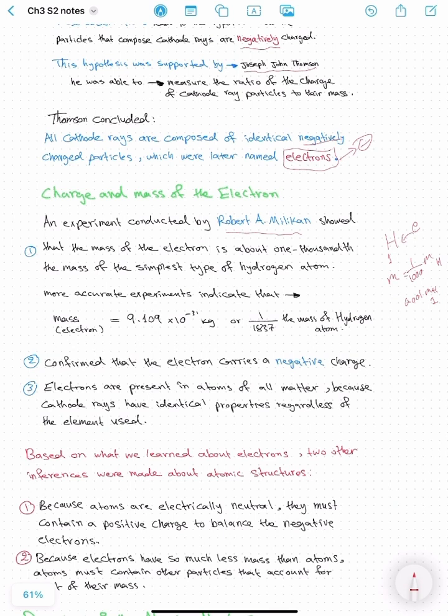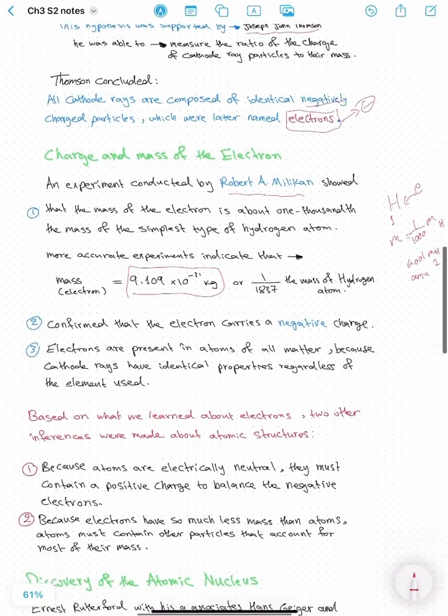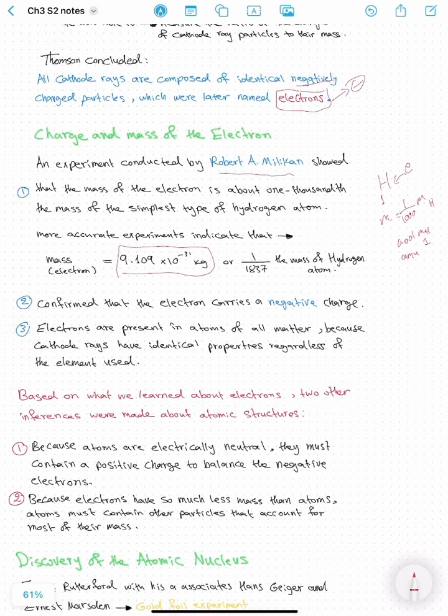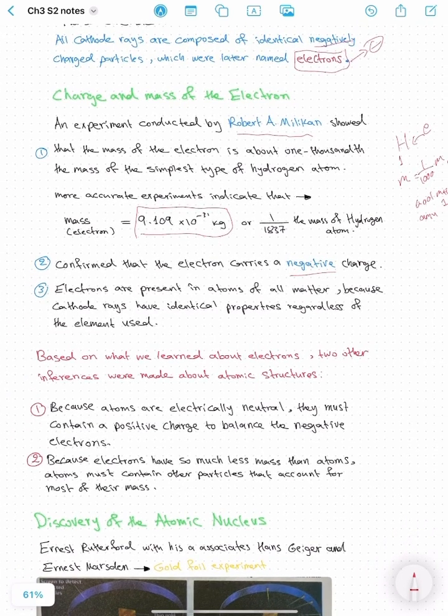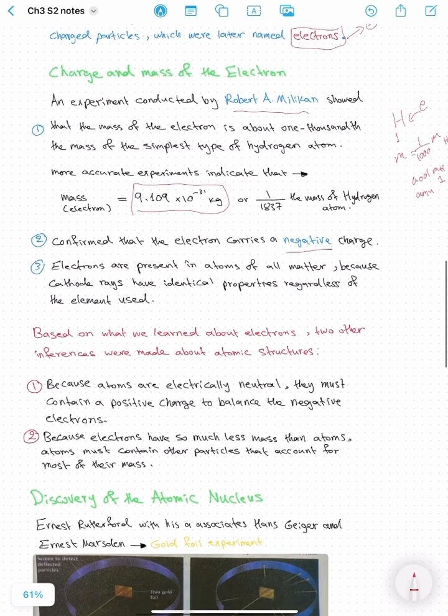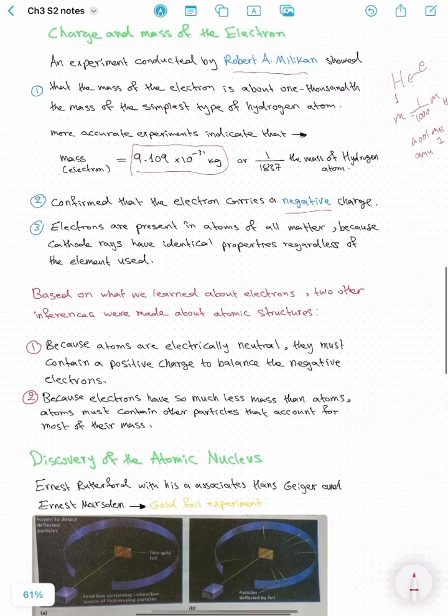In kilograms, that's an atomic mass unit, but in kilograms, it's exactly this number. Number 2, he confirmed that the electrons carry a negative charge, just like Thomson did. Number 3, the electrons are present in an atom of all matter, regardless of what they are made up of. They had the same properties, meaning that all of them have electrons. So that's why they have the same behavior.